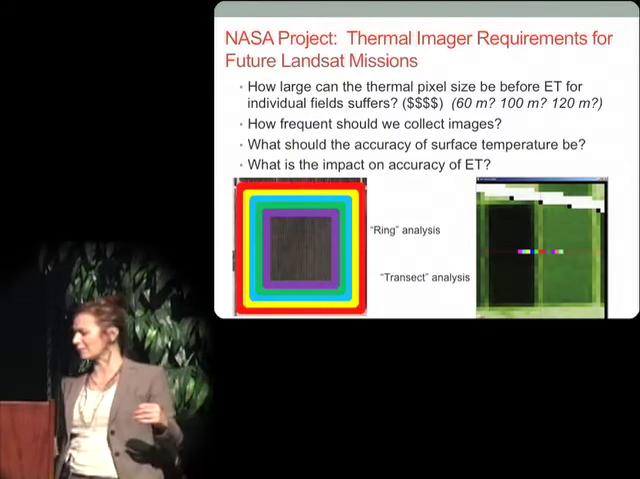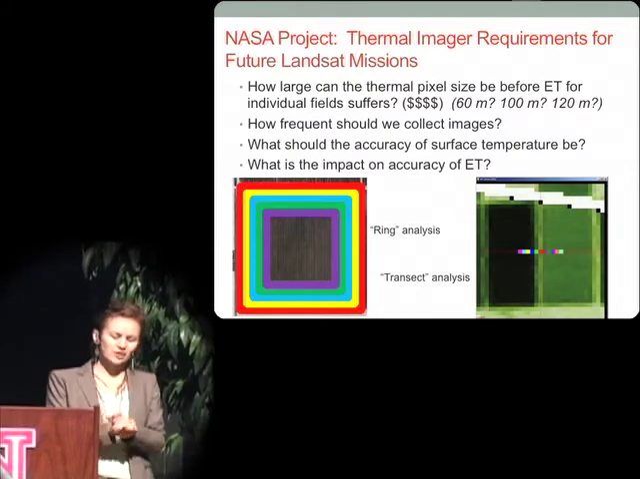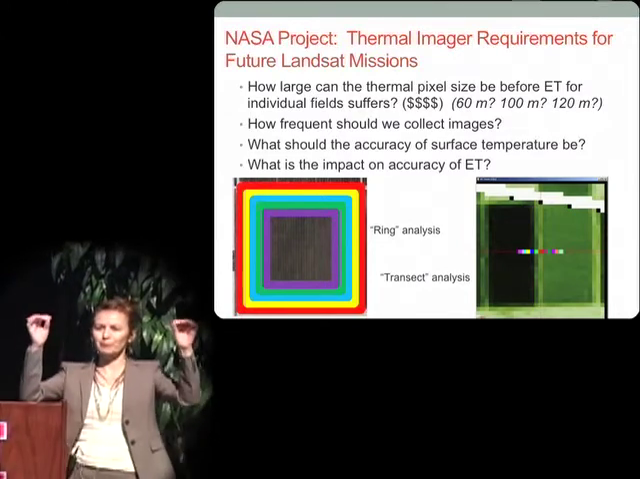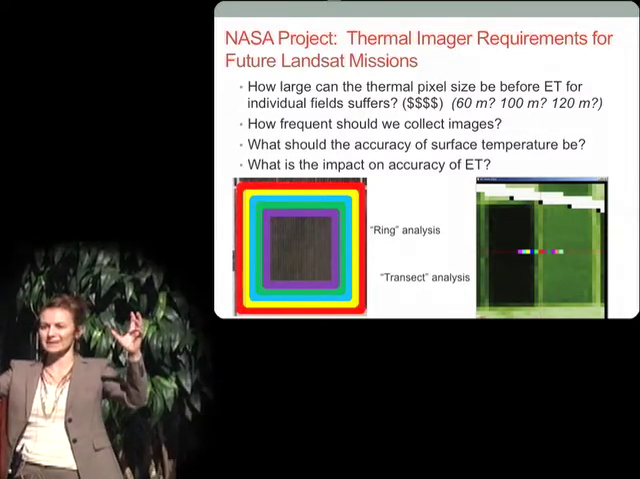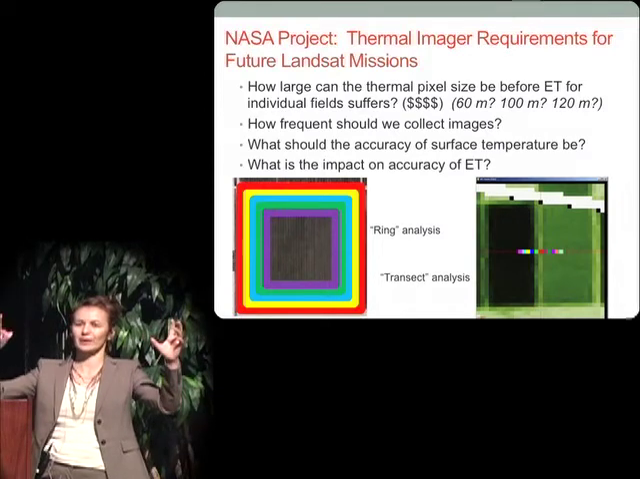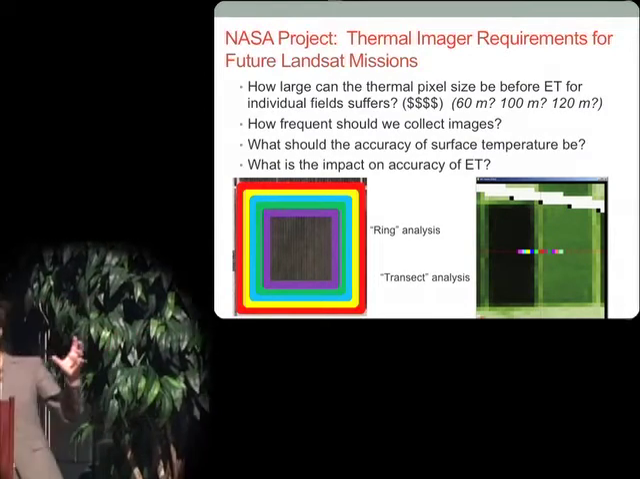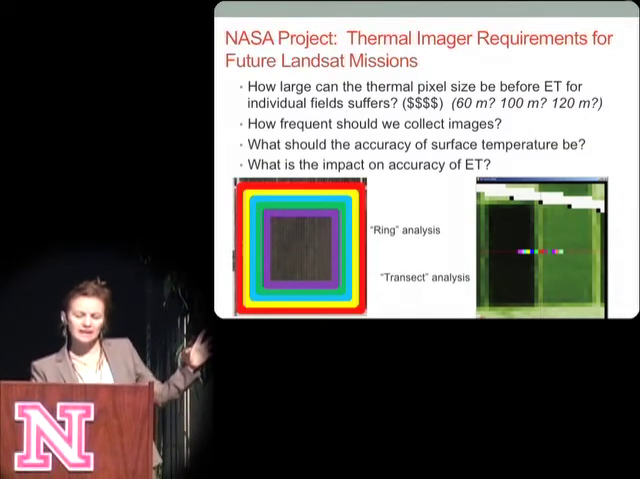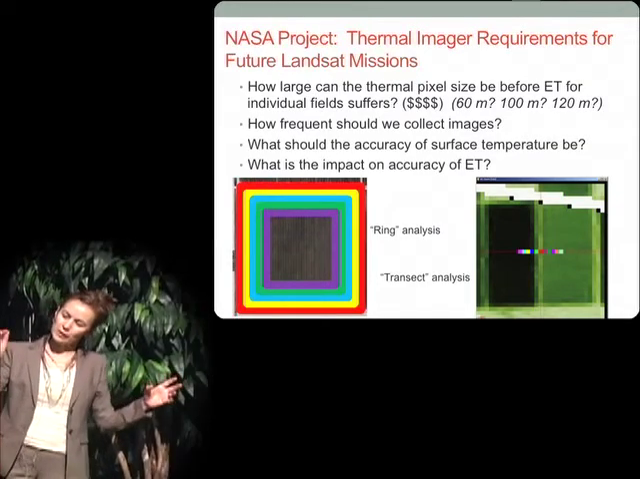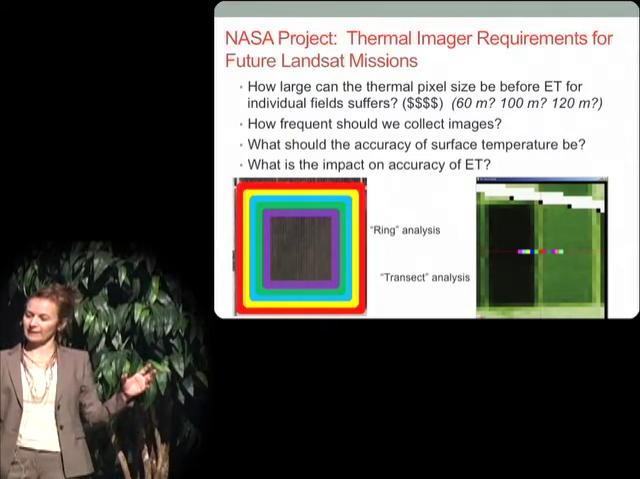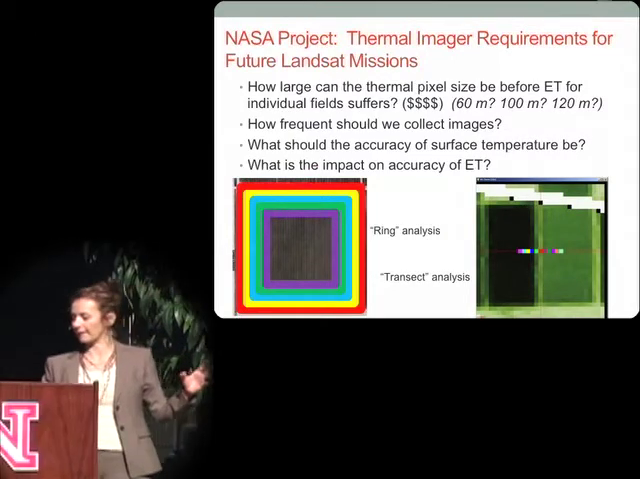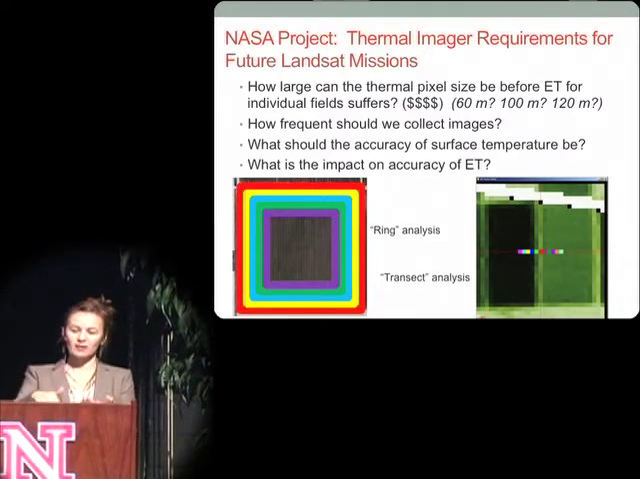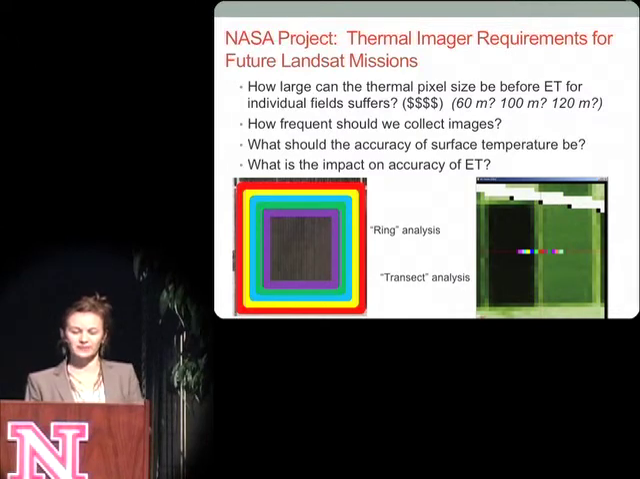So we had to do a number of analyses so that we can come up with the optimum pixel size for the thermal band for Landsat 9 and beyond. So we did both ring analysis and transect analysis. Again, we utilized this UNDERFLY data from California. That's been very useful data because we had two satellites collecting data at the same time simultaneously.